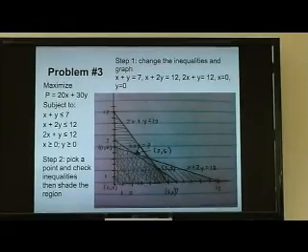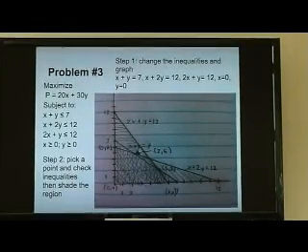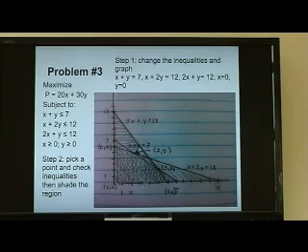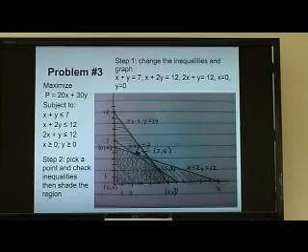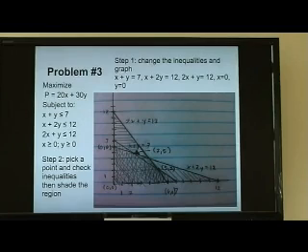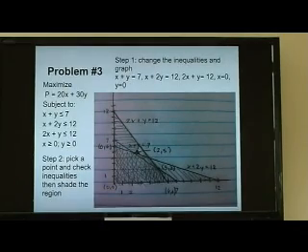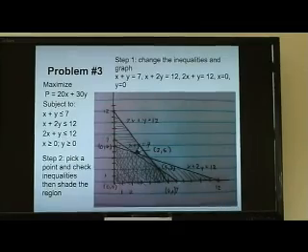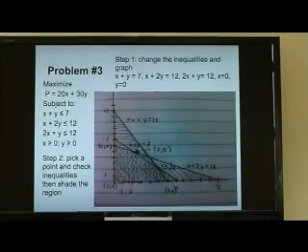Problem number 3. Maximize P equals 20x plus 30y, subject to x plus y is less than or equal to 7, x plus 2y is less than or equal to 12, 2x plus y is less than or equal to 12, x is greater than or equal to 0, and y is greater than or equal to 0. Step 1, change the inequalities into equalities. x plus y equals 7, x plus 2y equals 12, 2x plus y equals 12, x equals 0, y equals 0. Step 2, pick a point and check the inequalities, then shade the region.